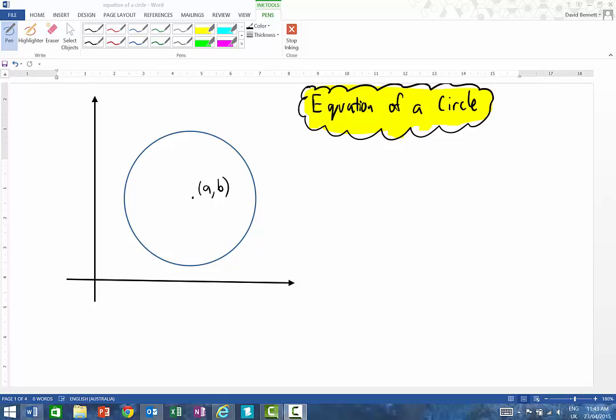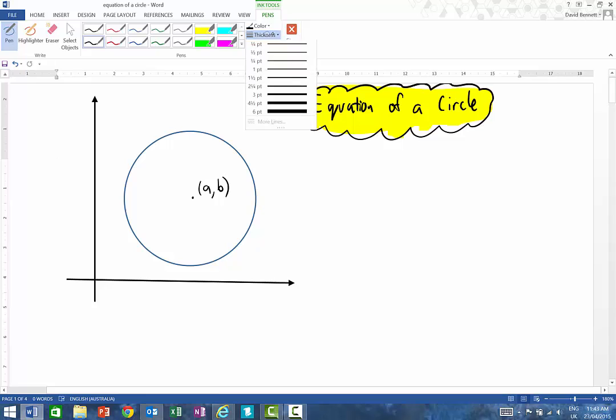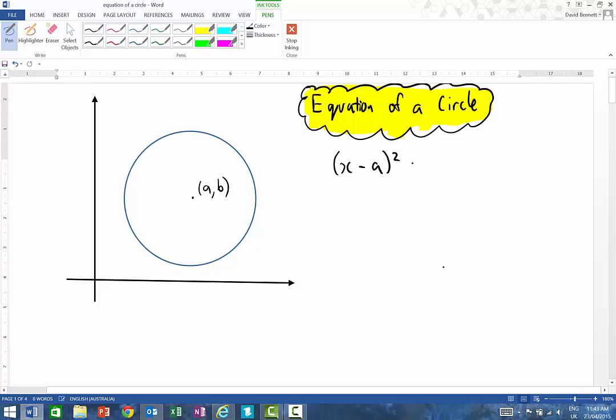Now any circle with centre (a, b) and with a radius of r has a general equation. I'll just go through that for you, what that might look like. So the general equation of a circle is (x − a)² + (y − b)² = r².